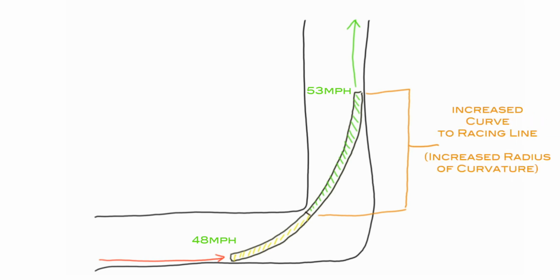If we accelerate at the acceleration point, represented near the apex in this diagram, the car will exit this corner at 53 miles an hour, faster than if we had just used threshold braking and hadn't utilized acceleration throughout the corner, represented in the previous example.